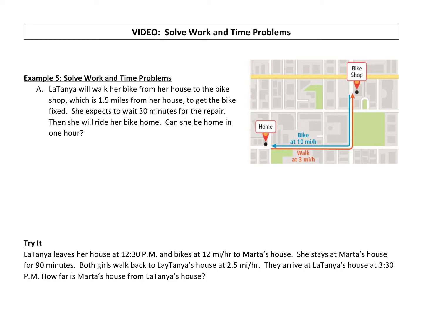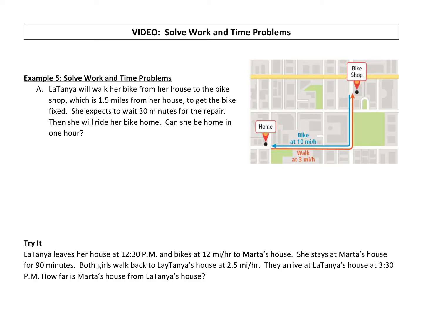All right, we're going to dive right into this one. Latanya will walk her bike from her house to the bike shop, which is 1.5 miles from her house, to get the bike fixed. She expects to wait 30 minutes for the repair. Then she will ride her bike home. Can she be home in 1 hour?